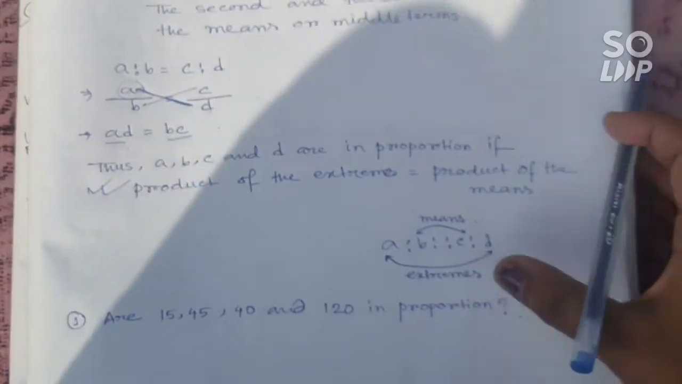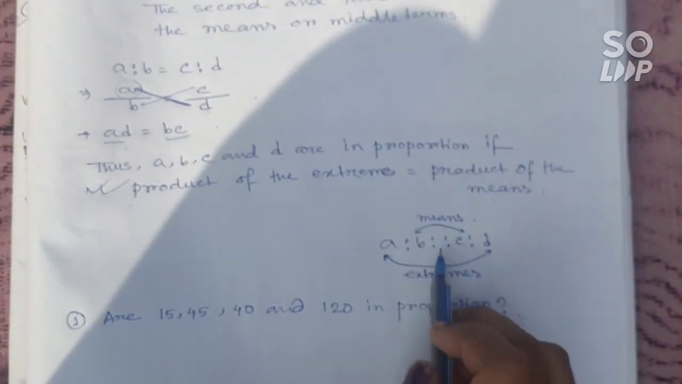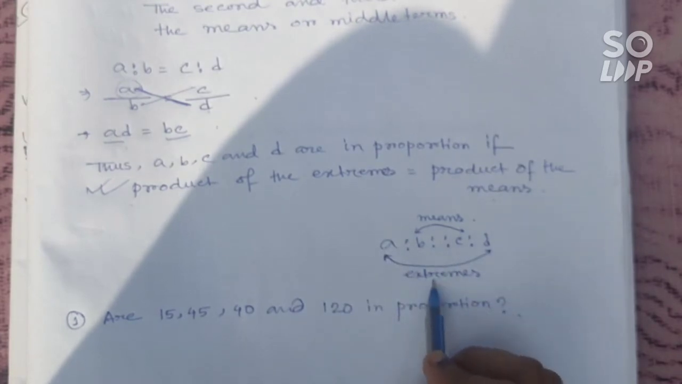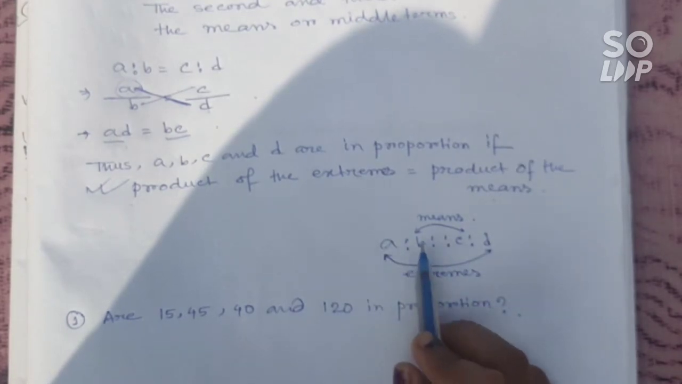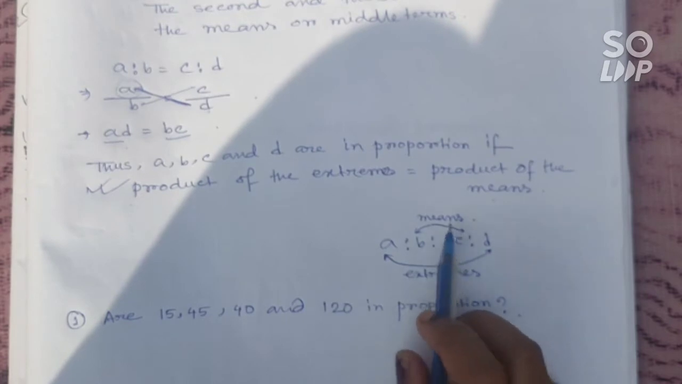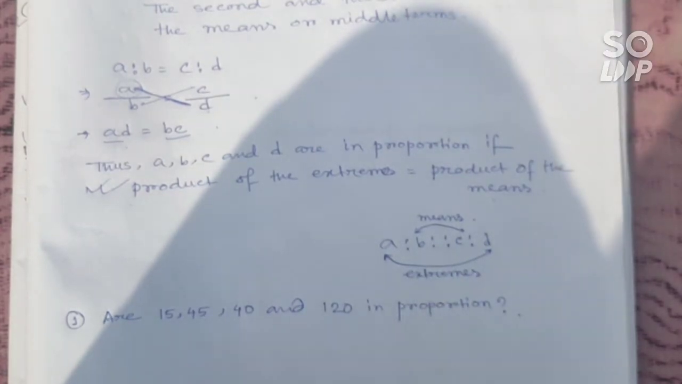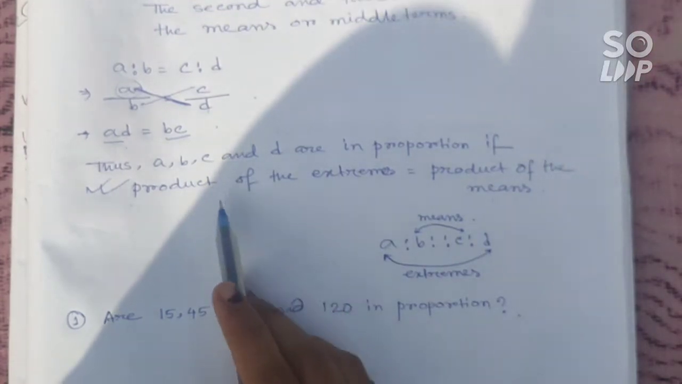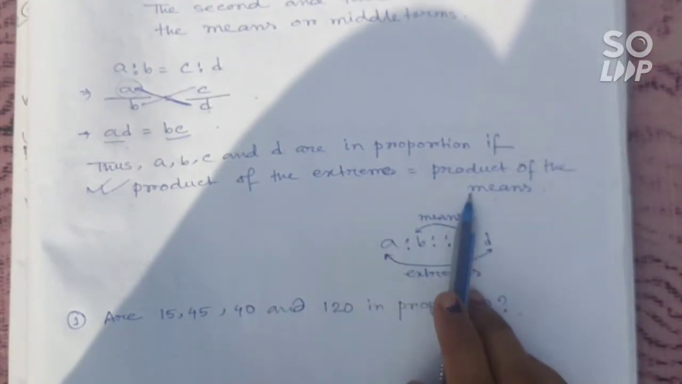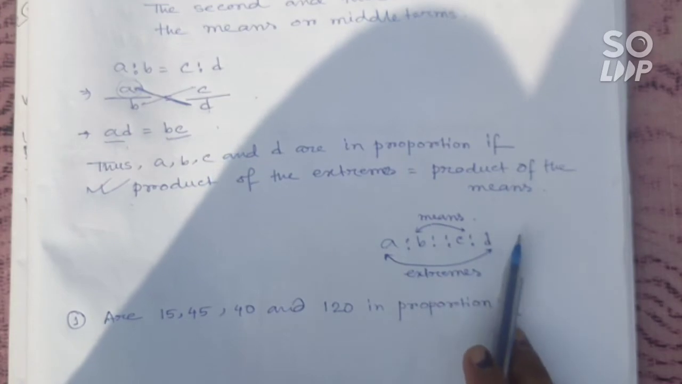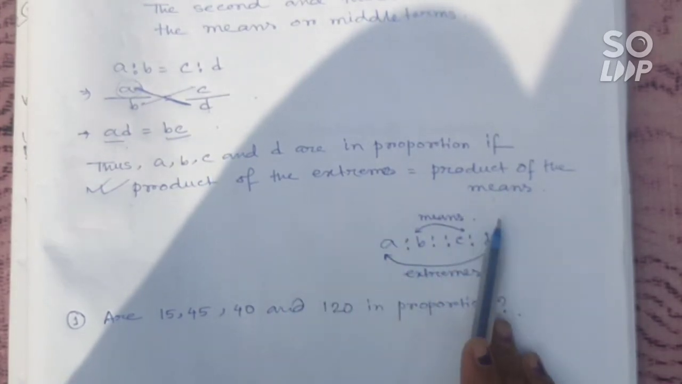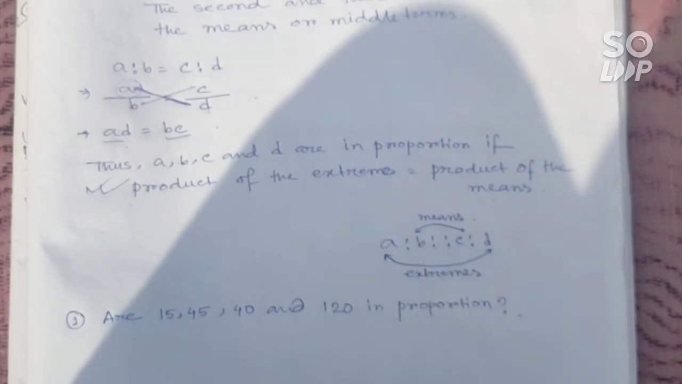So, when four numbers are in proportion, the first term and fourth term will be called extremes, and second term and third term, that is the middle terms, are called means. So, A, B, C and D are in proportion if the product of the extremes equal to the product of the means. Okay?